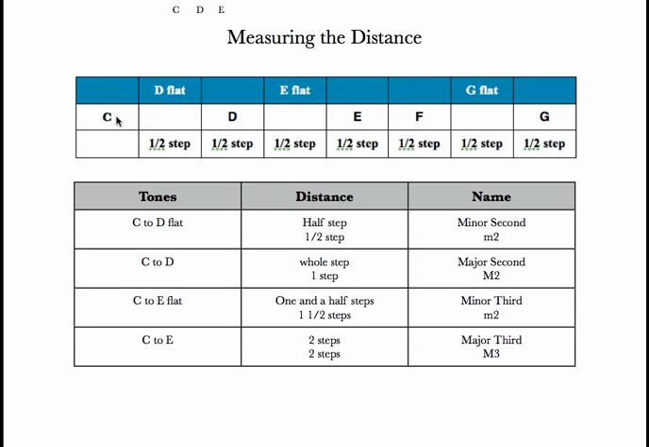From C to E flat is a whole step and a half step, 1.5 steps, that would be called a minor third. Whereas from C to E, covering larger distance by a half a step, 2 whole steps, would be a major third.